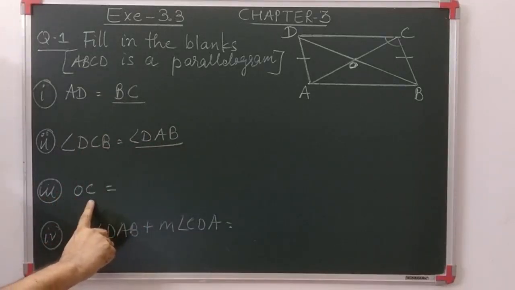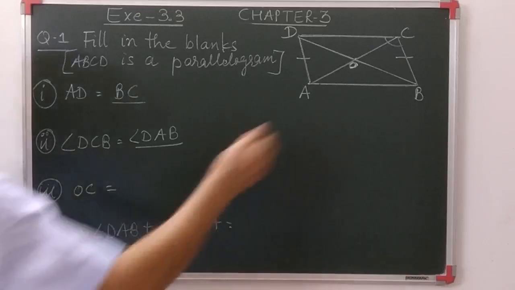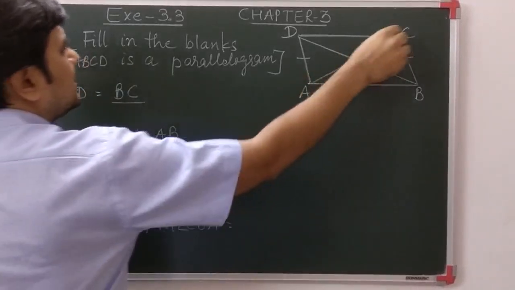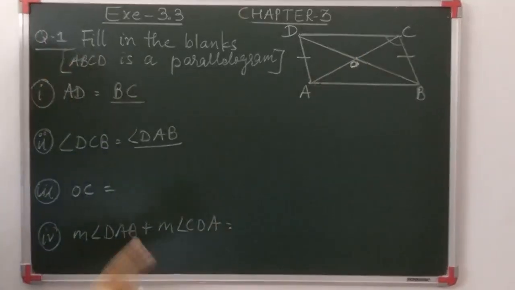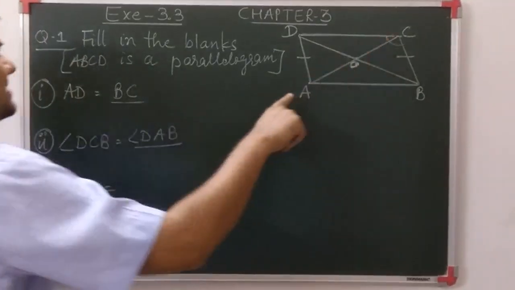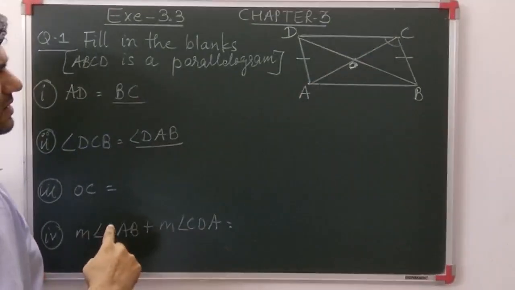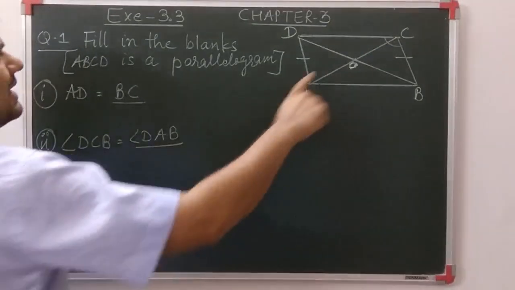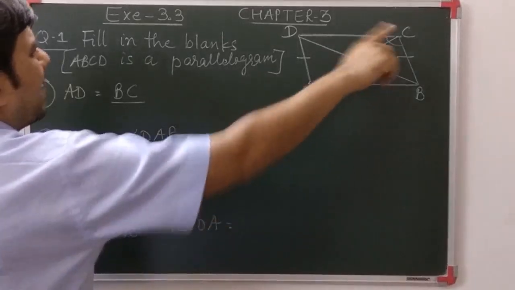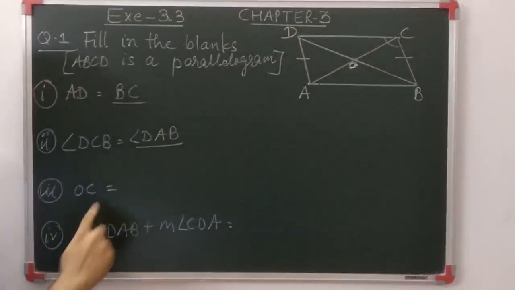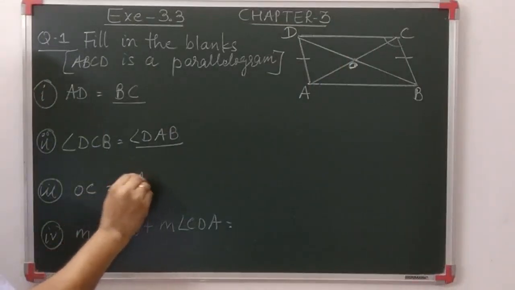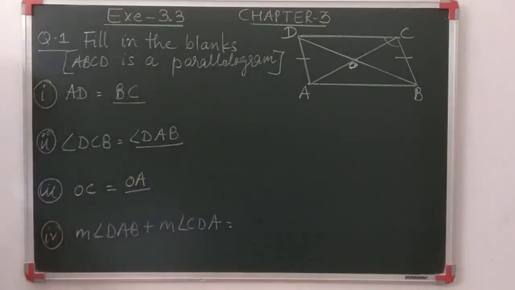OC. Let's use one more characteristic. See, OC is a part of diagonal AC. So according to the characteristic that diagonals bisect each other, this point O bisects AC. That means OC and OA, they both must be equal.